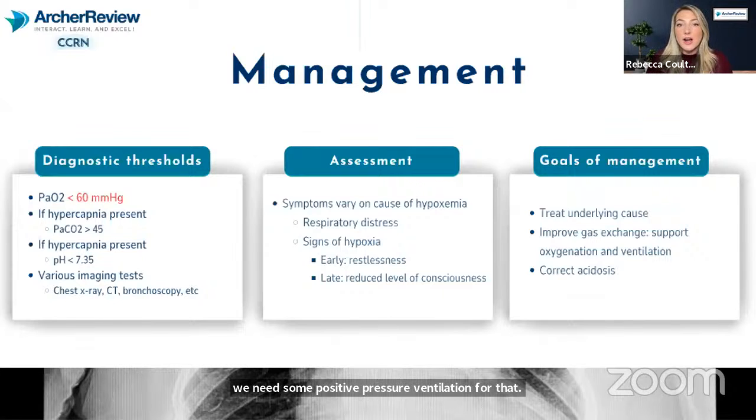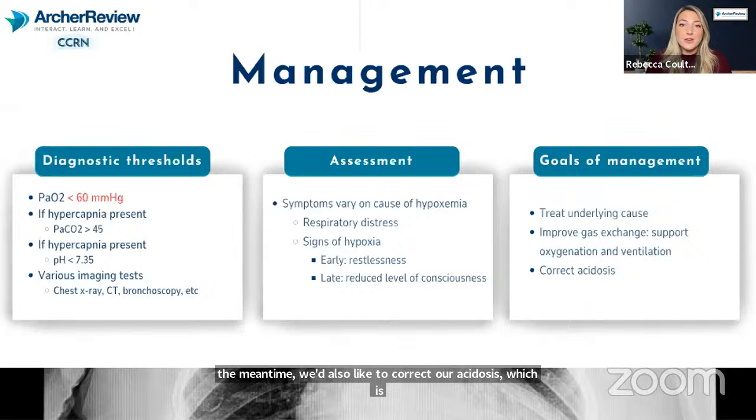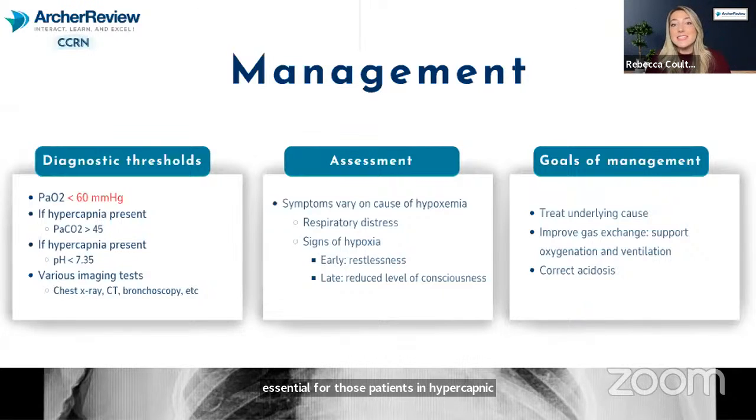So we need to support oxygenation and ventilation to do that, which we'll talk about in depth on the next slide. In the meantime, we'd also like to correct our acidosis, which is essential for those patients in hypercapnic respiratory failure. We need to get that CO2 down to correct the acidosis. And we'll talk about other ways that even those that are not in hypercapnic respiratory failure could also be acidotic as well. And we'll talk about how that works.